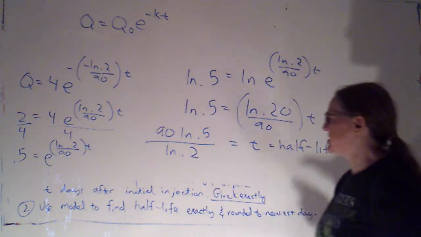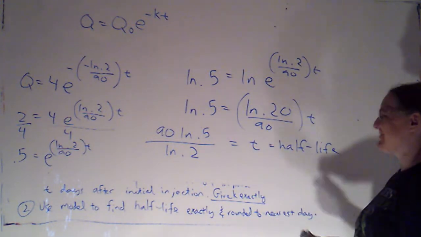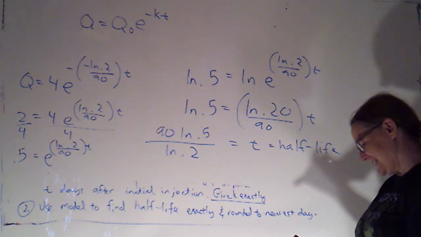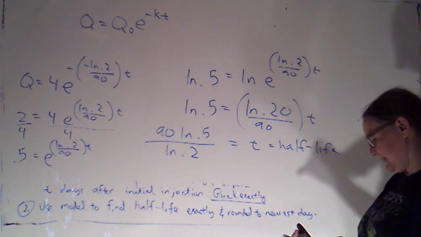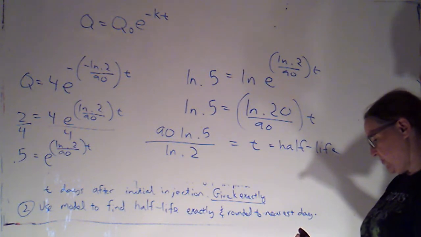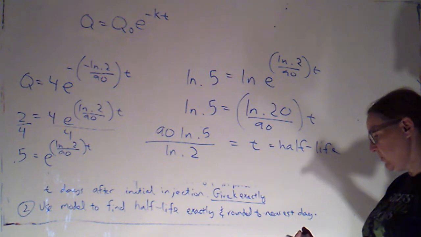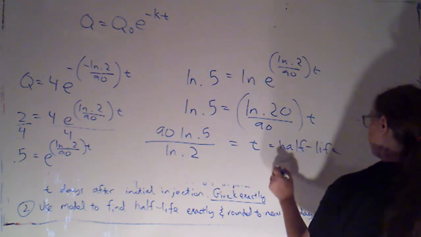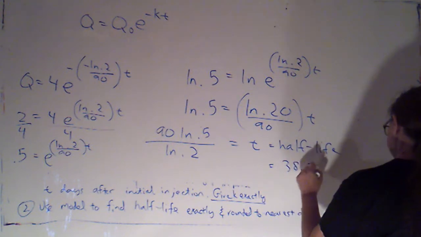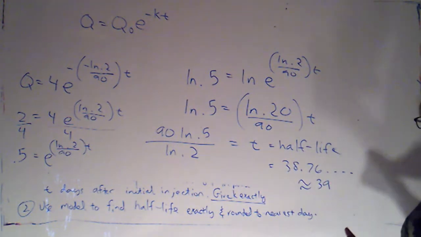And then, just because I'm curious, and because I said we should be curious, let's plug that into a calculator and see what that gives us to the nearest day. So 90 times the natural log of 0.5 divided by the natural log of 0.2. And I'm getting 38.76, and so on. That would be about 39 days.